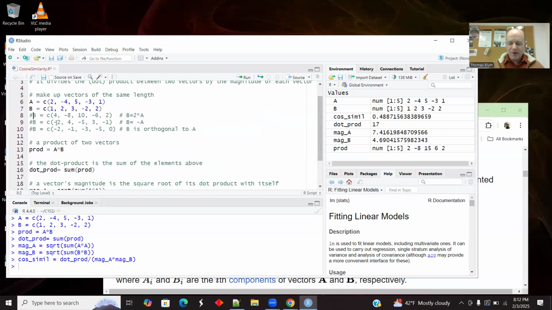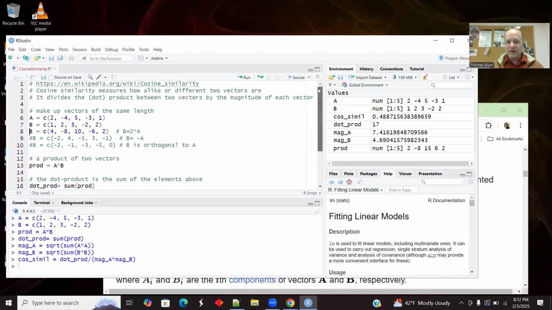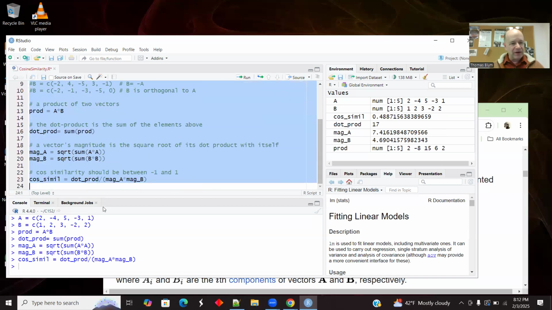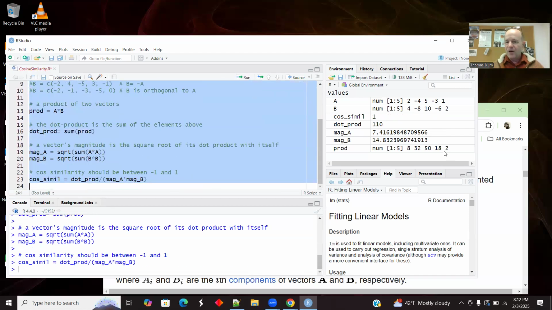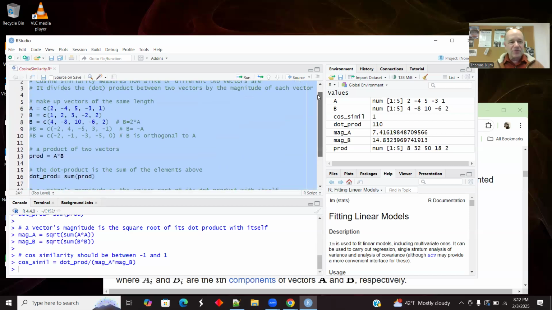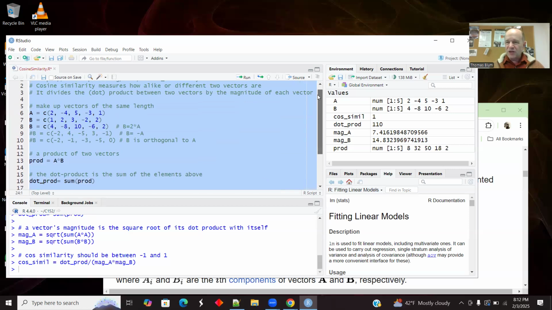So I'm going to bring in a B here, which is just twice A, so they're really pointing in the same direction. If I run the whole thing again, now my cosine similarity should be 1. These two vectors are, in terms of cosine similarity, the same vector. So we're trying to bring out any magnitude and just focus on, are they pointing in the same direction?